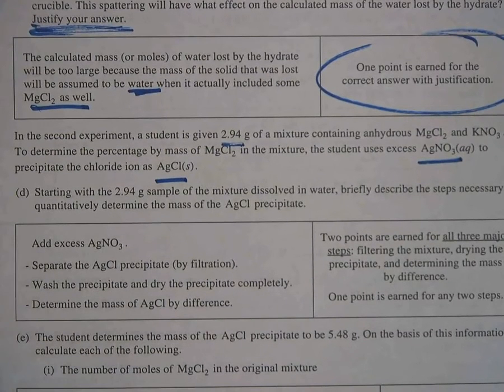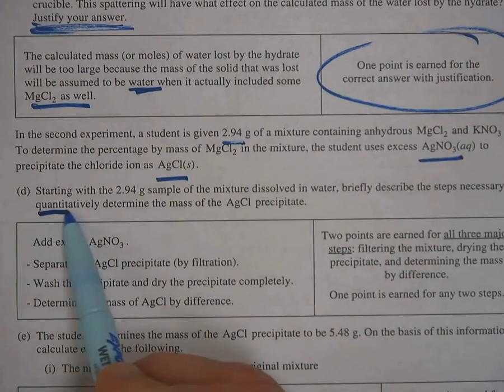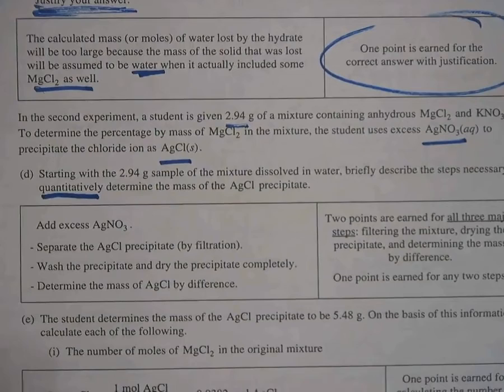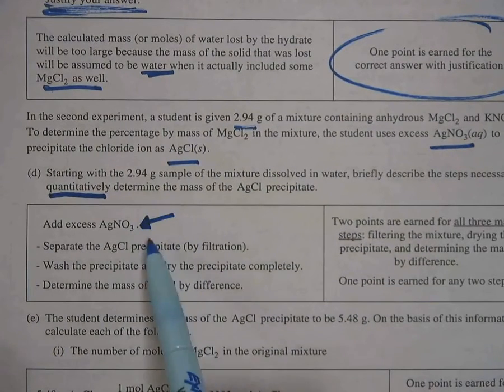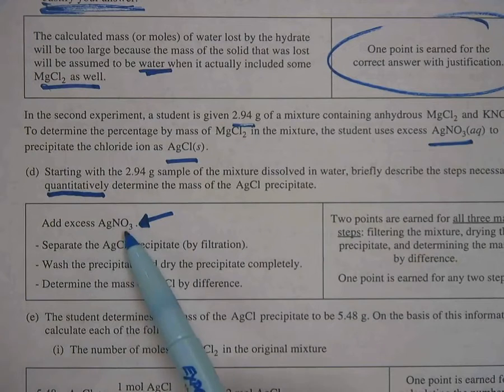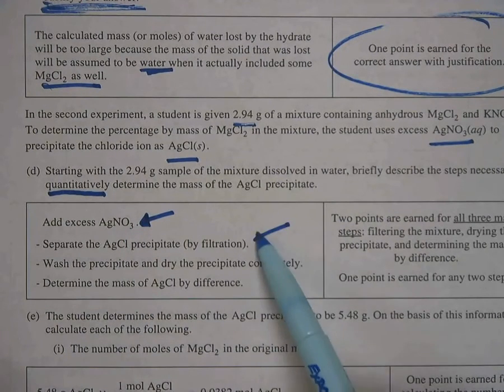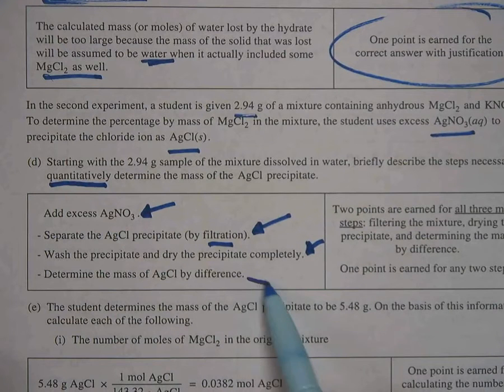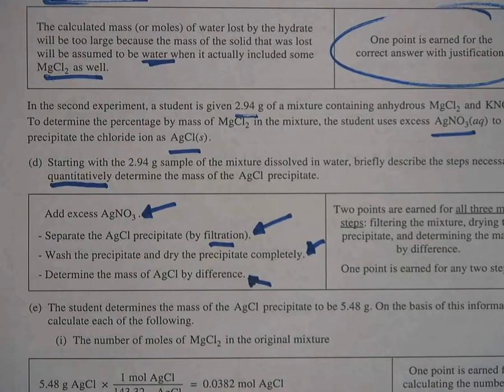Now, starting with 2.95 grams of the mixture dissolved in water, briefly describe the steps necessary to quantitatively, that's numerically, determine the mass of the AgCl precipitate. First of all, add excess AgNO3. Okay, excess. You don't want that to be your limiter because you want to get all of the chlorine out. Separate the AgCl by filtration, wash the precipitate, and dry it until there's no more water left, and then determine the mass of AgCl by difference. So that means subtract it from the original.